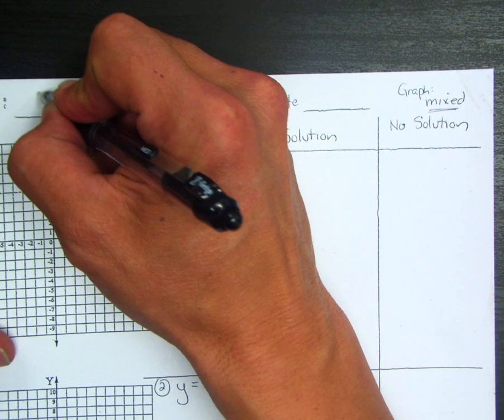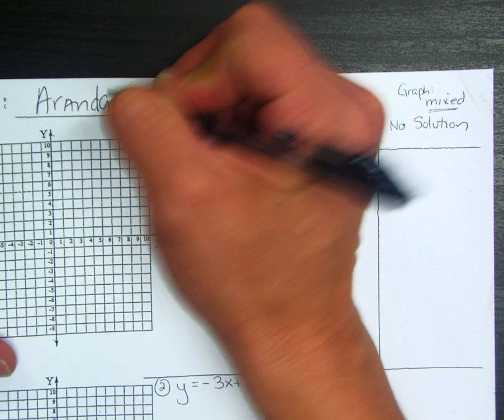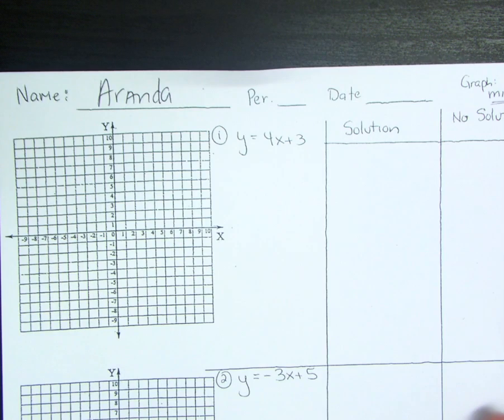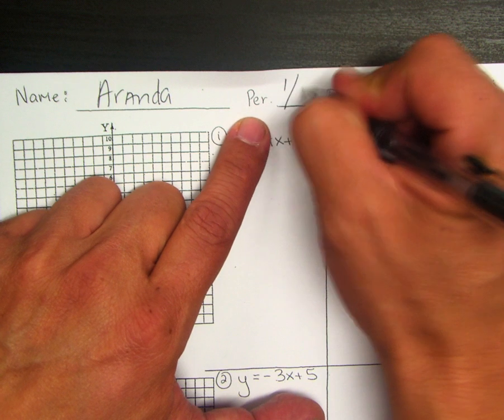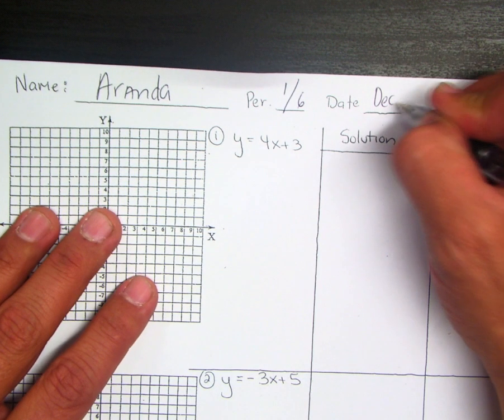So go ahead and write your name. This is my paper, so I'm going to write Aranda, and then period. This is for period 1 or 6, and today's date is, I believe, the 11th.